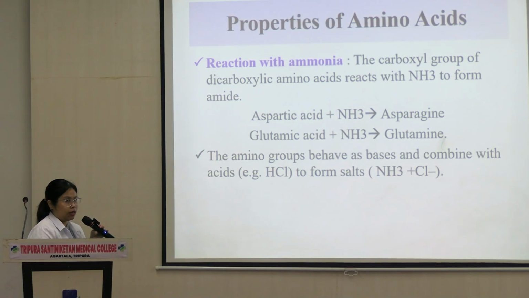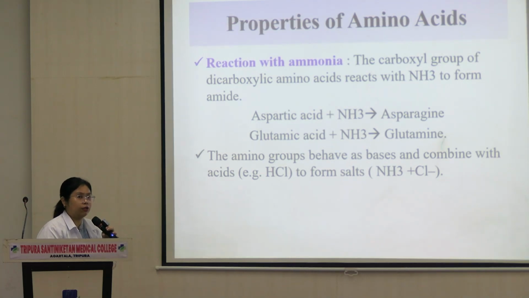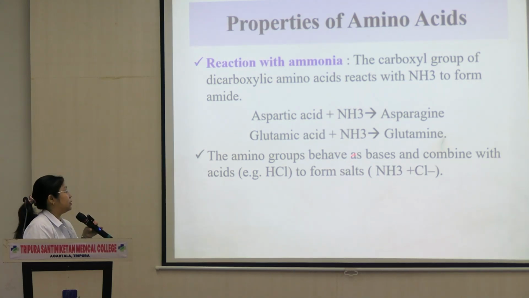Okay, not amine, amide. So aspartic acid reacting with NH3 will form asparagine. Glutamic acid will form glutamine. Glutamine is not an amine, it is an amide. Please remember this, okay? And the amino groups behave as bases and can combine with acids to form salts.